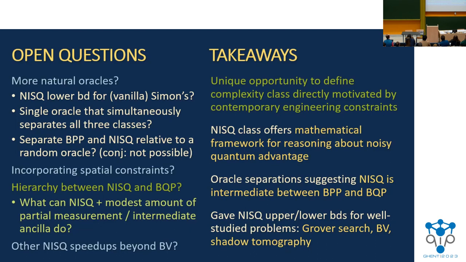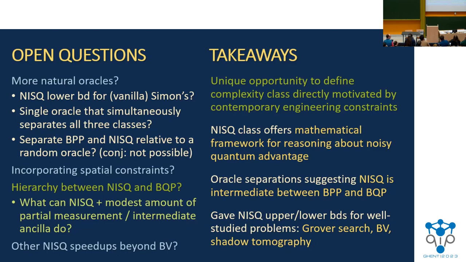Can you modify the complexity class definition to incorporate spatial constraints, or even incorporate a modest amount of partial measurements or intermediate ancilla initialization? And of course, the million-dollar question is, what other speedups can you hope for beyond Bernstein-Vazirani? And just to philosophize for a bit, one reason I like this direction is that it's a unique chance for complexity theorists to really study a complexity class that's directly motivated by contemporary engineering constraints.